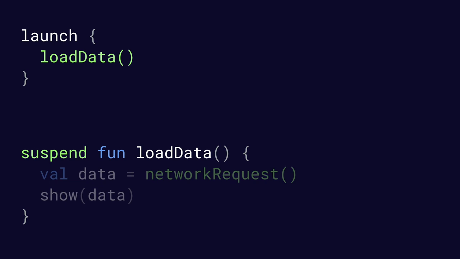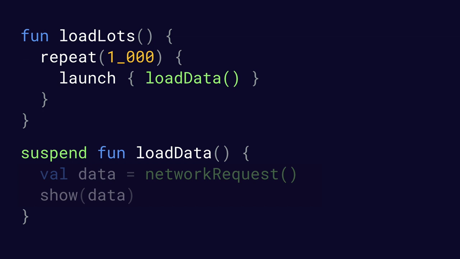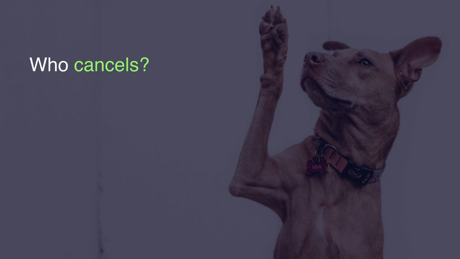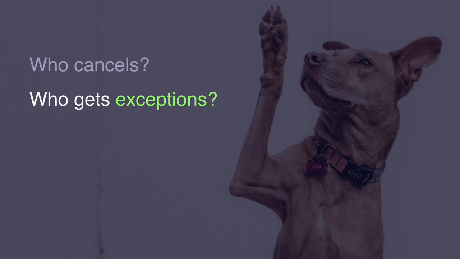This is actually kind of easy to keep track of. If I call launch once, things are pretty happy. It's not too hard. I'm probably not going to leak work. But again, you can have lots of coroutines. For example, I can make a function called loadLots that repeats 1,000 times, and each of those times launches a new coroutine to go ahead and load data. And this raises lots of questions. Like, who gets to cancel this work? If I start 1,000 network requests and I decide I no longer need them, what mechanism do I have to cancel all of this work? The next question is, who gets exceptions?